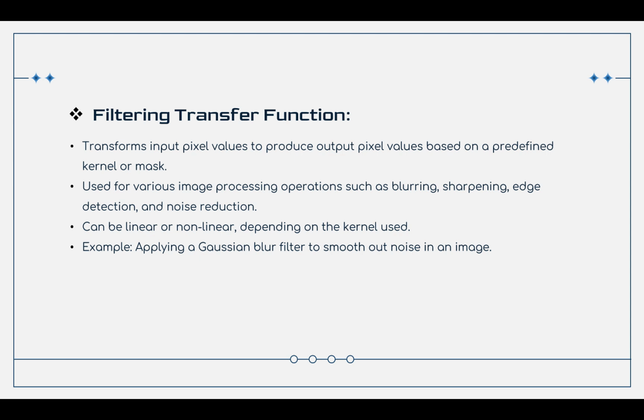Next we have filtering transfer function. It transforms input pixel values to produce output pixel values based on a predefined kernel or mask. It is used for various image processing operations such as blurring, sharpening, edge detection, and noise reduction. It can be linear or non-linear depending on the kernel used. Example of this transfer function is applying a Gaussian blur filter to smooth out noise in an image.